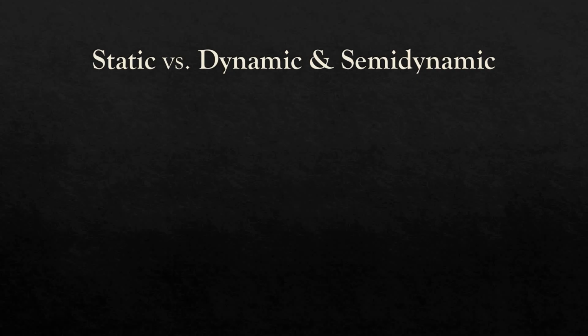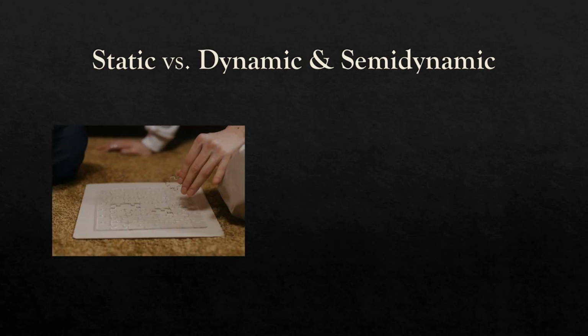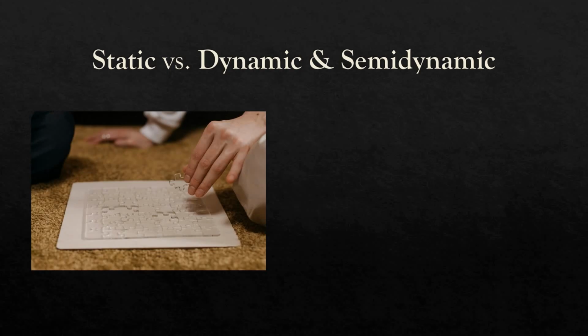Now, talking about static, dynamic, and semi-dynamic. In a static environment, the environment is not changing. There's no change in the environment while the agent is thinking. Everything stays the same. An example of this is a puzzle game: while the agent is thinking, the puzzle is not going to change. It's just going to remain there, right?